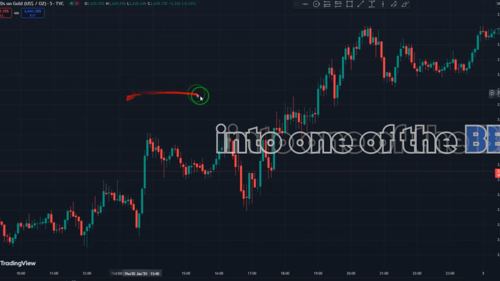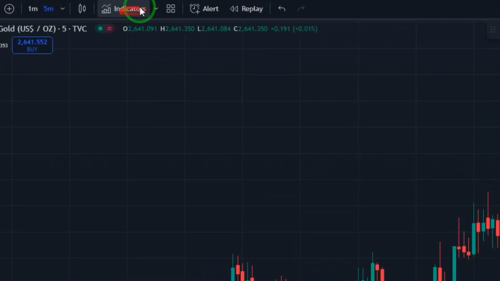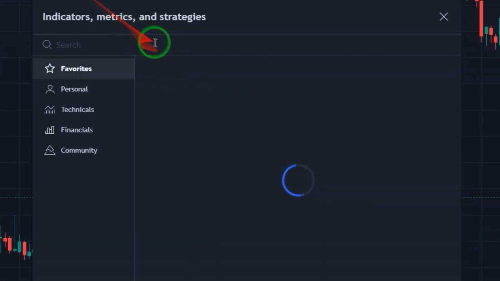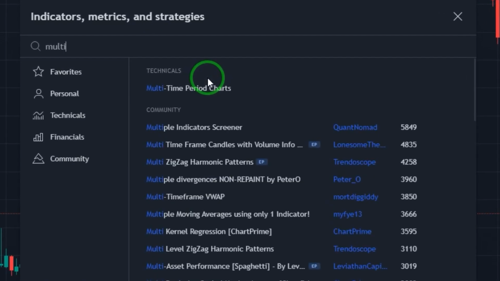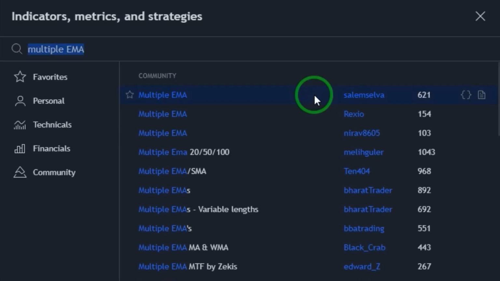Now, let's dive into one of the best tools on the TradingView website, their indicators. To use them, we need to access the Indicators section to add them to our chart. And in this section, we need to search for these two indicators and add them to the chart. Indicator 1, add the Multiple EMA Indicator to your chart. Indicator 2, search for and apply the Machine Learning Adaptive Supertrend by Algo Alpha.